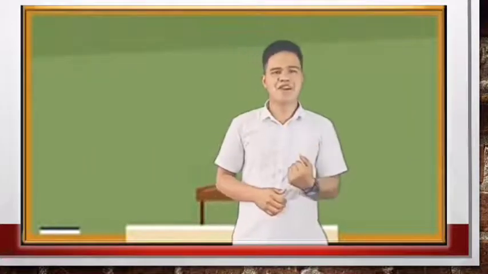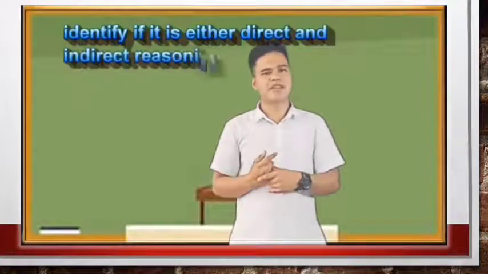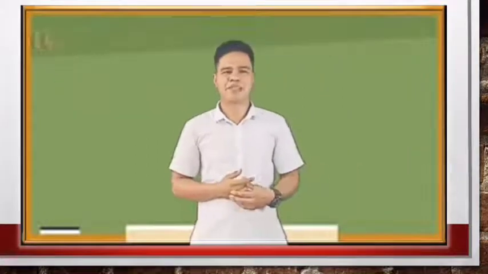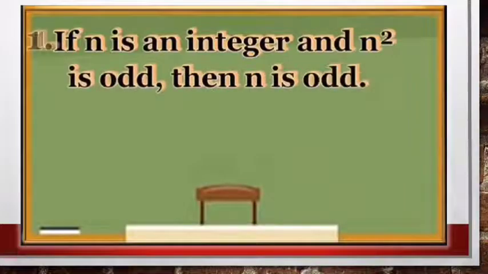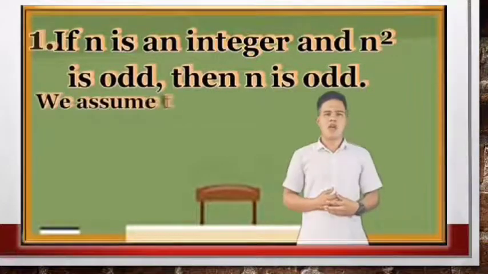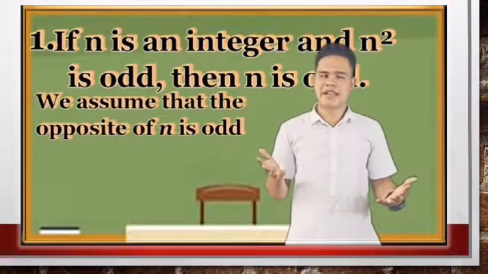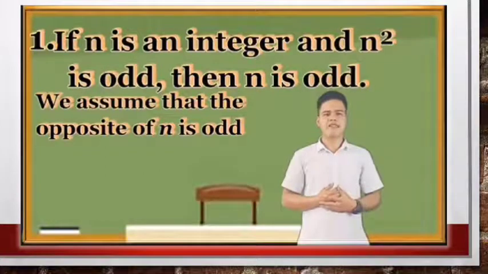So this time, we're going to identify if it's either direct or indirect reasoning, and let's finish the proof. Number 1. If n is an integer and n squared is odd, then n is odd. First, we assume the opposite, that n is not odd. So this is indirect reasoning.